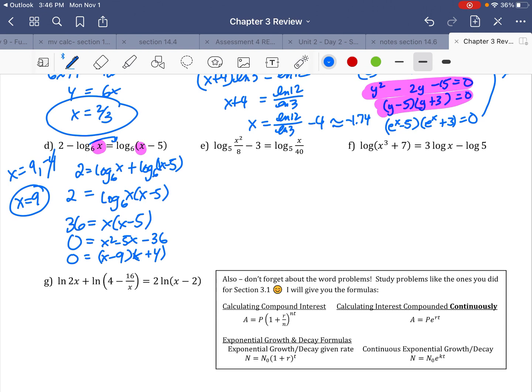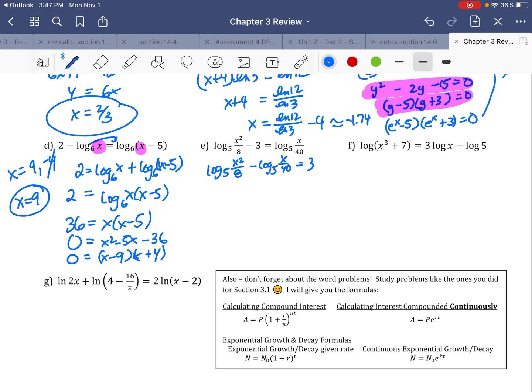Again, logs with a number and then two logs. I'm going to bring the logs together. So I'm going to have log base 5 of x squared over 8 minus log base 5 of x over 40. This all equals 3. So remember, subtraction is division.